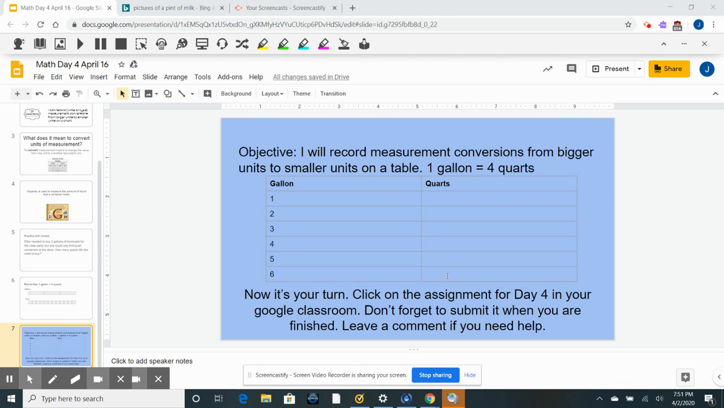So now it's your turn. Click on the assignment for day 4 in your Google Classroom. Don't forget to submit it when you are finished, and leave a comment if you need help.